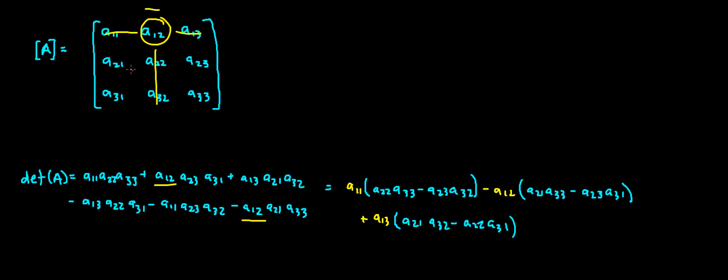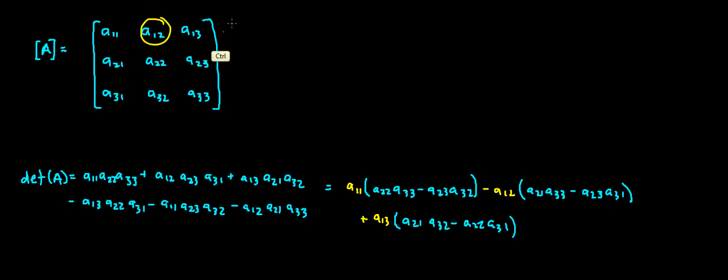So let's change the color. A21, A33, and A23, A31. Again, this is the formula for a 2 by 2 matrix determinant, and more specifically this one. And it goes along like that.